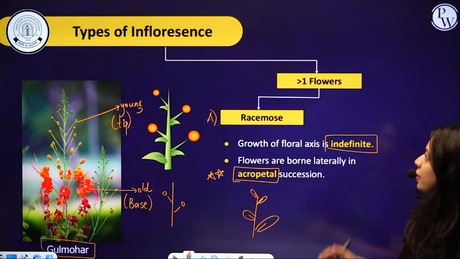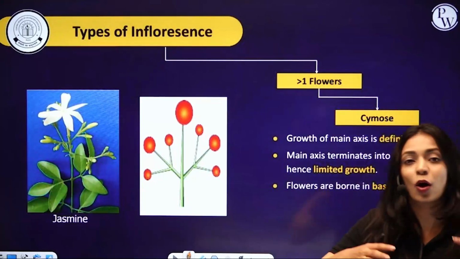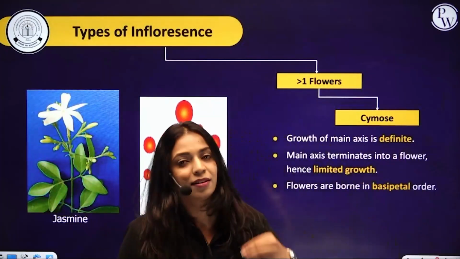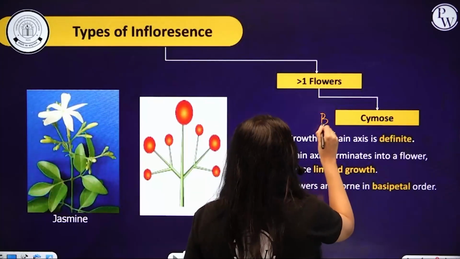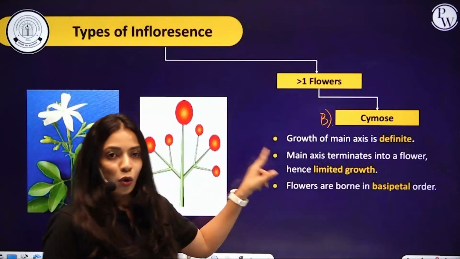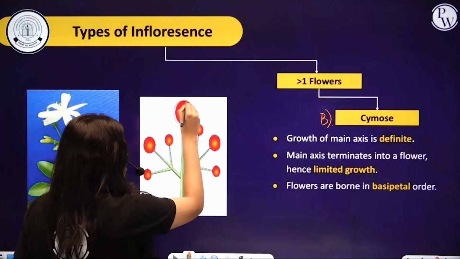Alright, now let's move on to the second type of inflorescence, which is the opposite of what we learnt in racemose inflorescence. So over here we call this cymose type of inflorescence. Over here, the floral axis terminates with a flower.